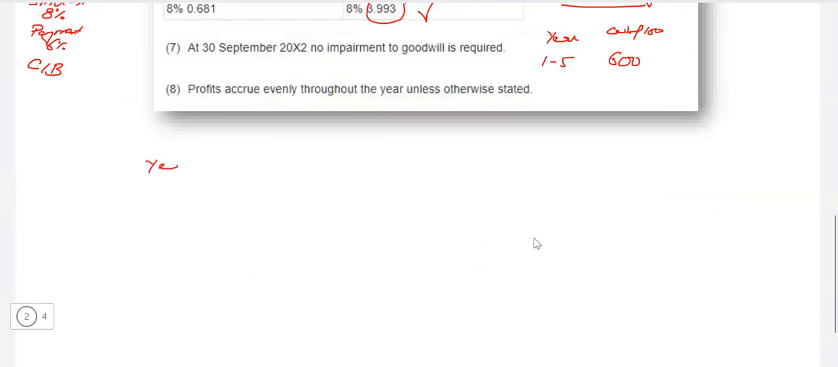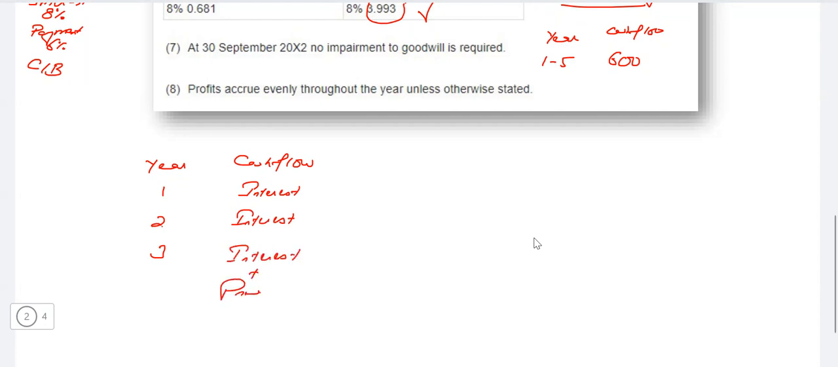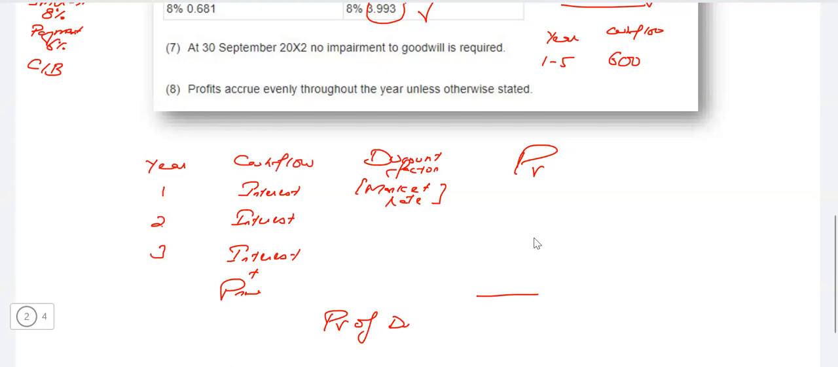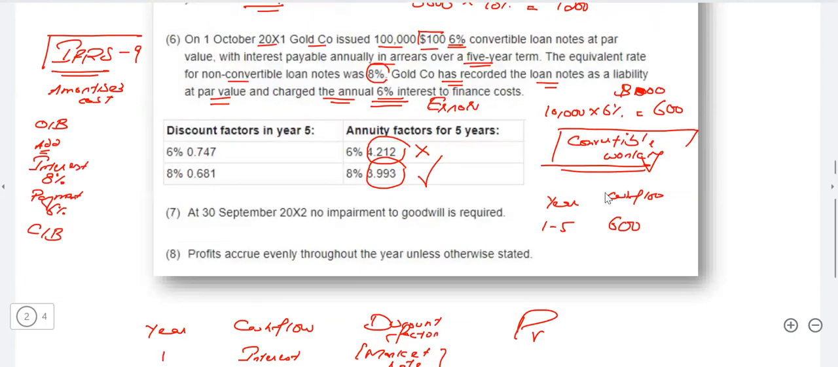The format is we take the years, say 1, 2, 3, and then we take the cash flow. In year 1, it is the interest payment on the nominal rate. In year 2, this is the interest payment on the nominal rate. In year 3, it is the interest payment on the nominal rate plus the principal amount. Then we take the discount factor. Remember, we always take the discount factor on the effective rate, the market rate. And then we get the present value. This is the present value of debt. Now we can simply do it. If you are not aware of this, you can refer back to the IFRS 9 convertible calculation, which is very easy.